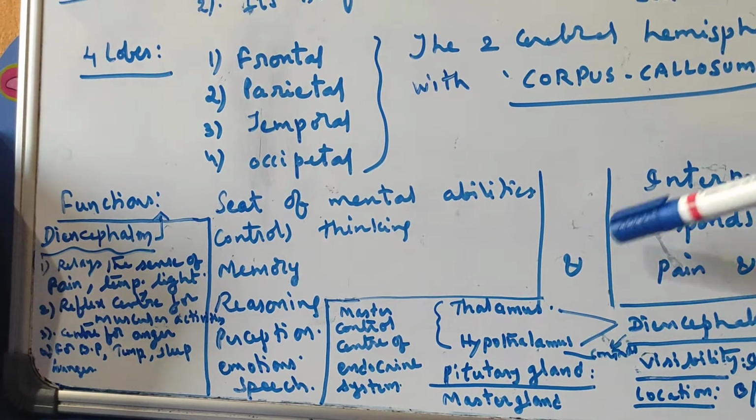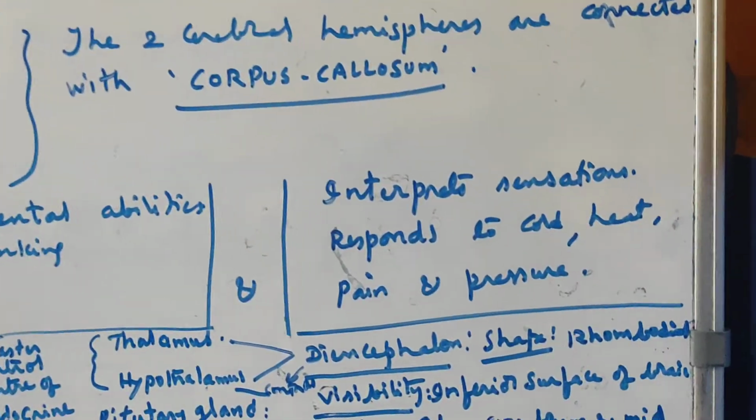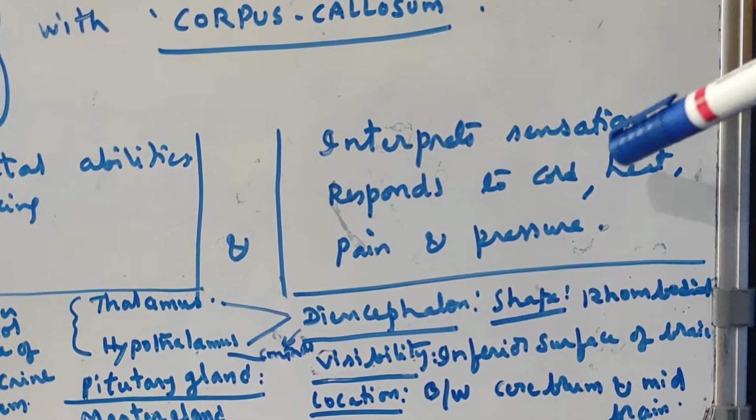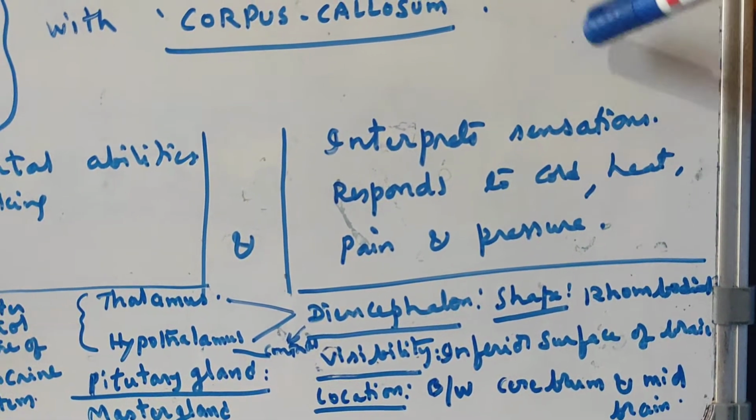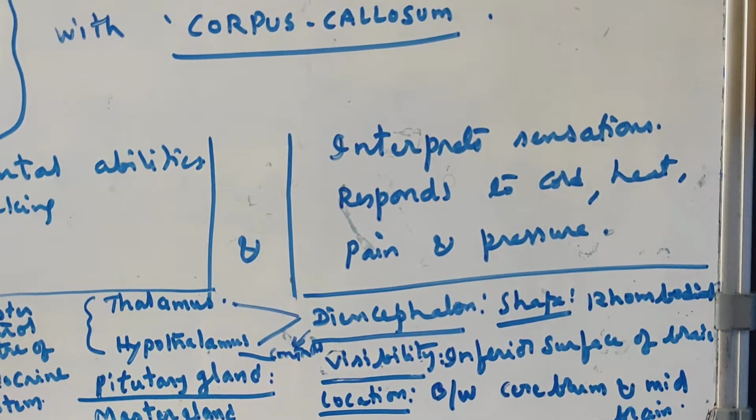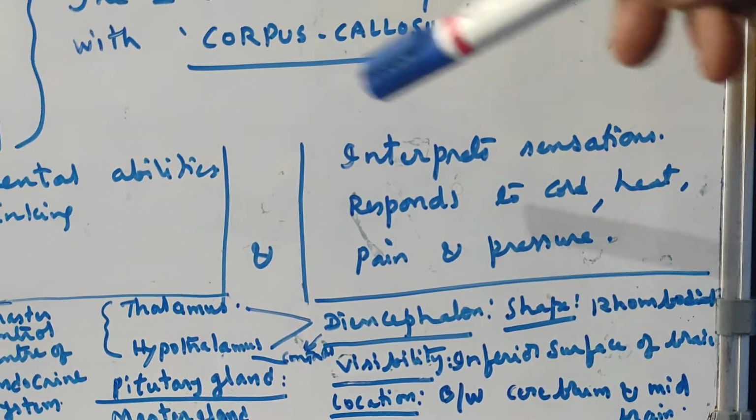At the same time, it interprets sensations. We will have sensations like cold, heat, pain, pressure. All these sensations can be interpreted. So, this area will interpret the sensations. Like this, the cerebrum will function.